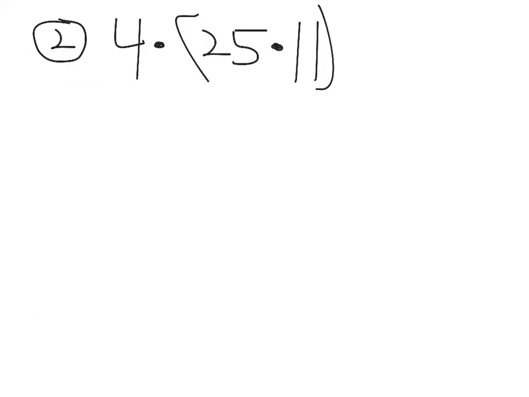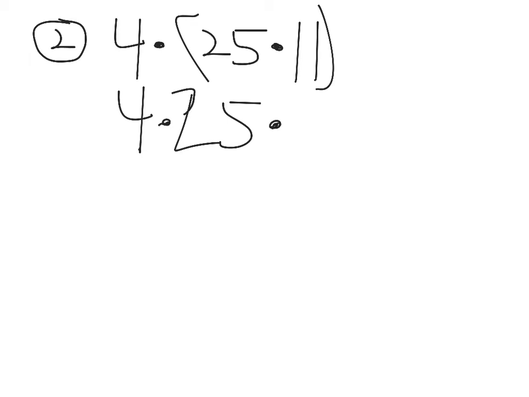All right, example 2 says to find 4 times (25 times 11) mentally. So what that means is they're asking you to use the properties you just learned. Now 25 times 11 might not be something you can do in your head, but 4 times 25 is something you can do in your head.